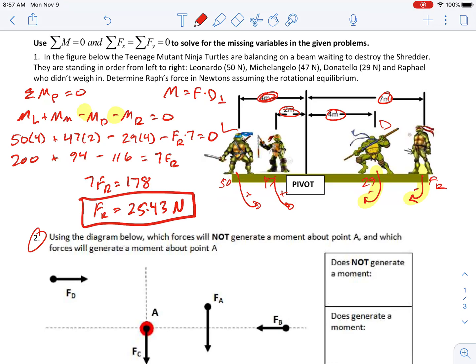And then we know Raphael's force in order to balance. Of course, if he weighed more, then it would be rolling this way and rotating this way. If he weighed less than that, then they'd be getting lifted up. All right, and that should help you out.